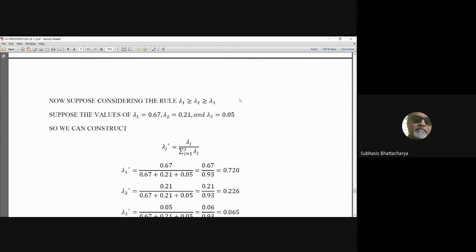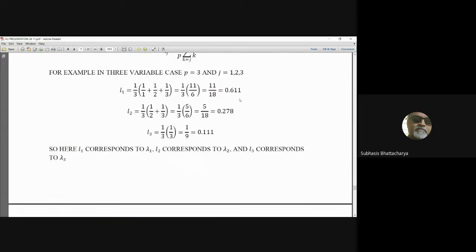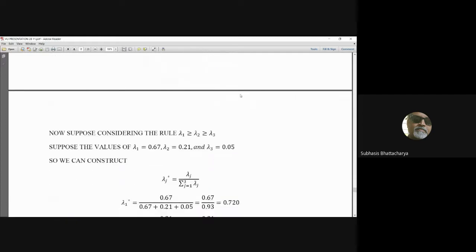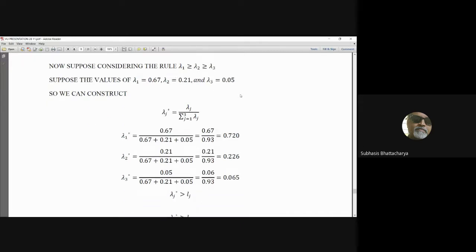If you consider the first values, the first L1 is 0.61 and the second one is 0.28. This way, if I consider the values of lambda 1, lambda 2 and lambda 3, then lambda 1 explains 72%, lambda 2 explains 22%, and lambda 3 explains 6%. So this way we can construct the variability, and that is the thing.